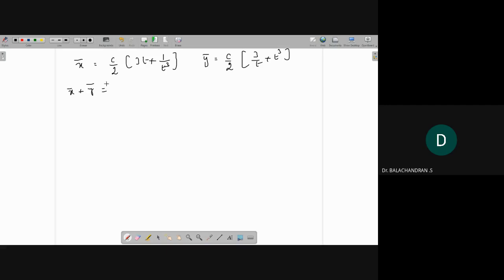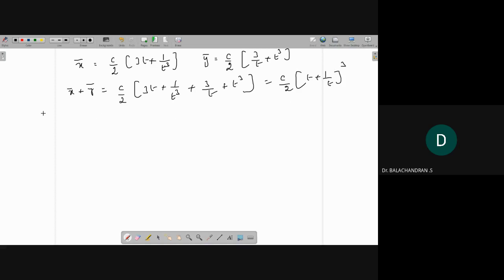So if you add these two, we'll get C by 2 into 3t plus 1 by t cube plus 3 by t plus t cube. So this is nothing but C by 2 into t plus 1 by t whole cube.